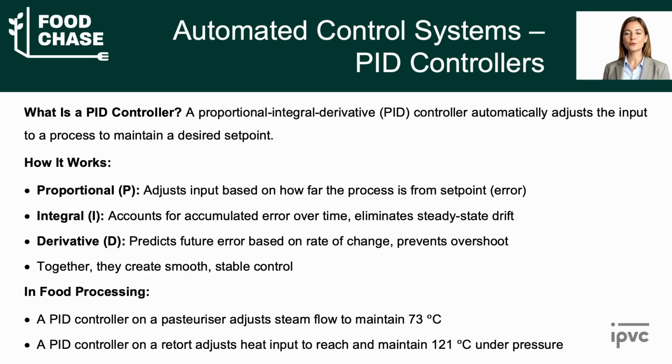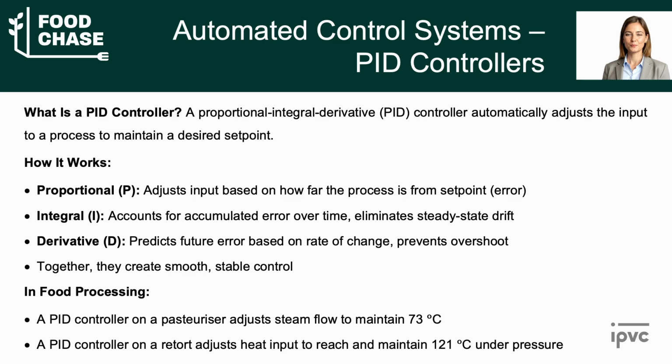If the actual temperature is 70 degrees, there is an error of -3 degrees. The proportional component of the controller responds to that error by increasing the steam flow. The bigger the error, the bigger the adjustment. But pure proportional control often overshoots the target, so the integral component watches the accumulated error over time and makes fine adjustments to eliminate steady drift.